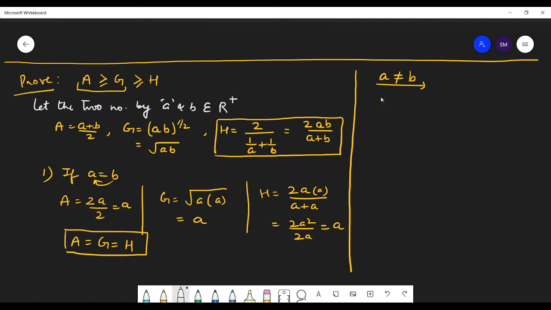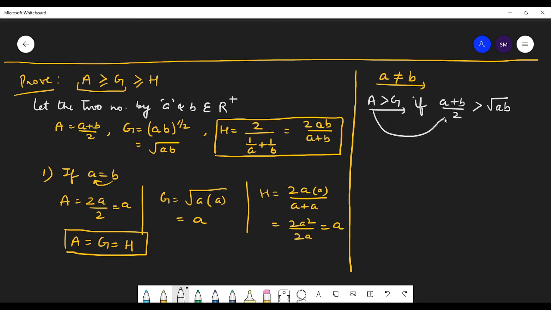Then those will not be equal. Okay, yes. Now let us first prove that A is greater than G. Can you prove it? A is greater than G if (A plus B) by 2 is greater than under the root AB. Agreed, students?